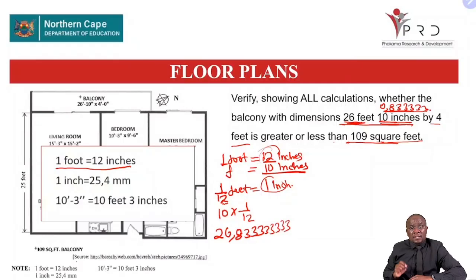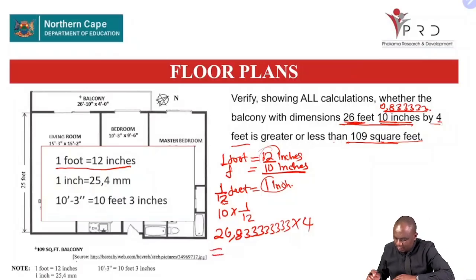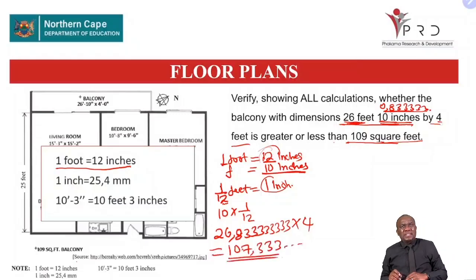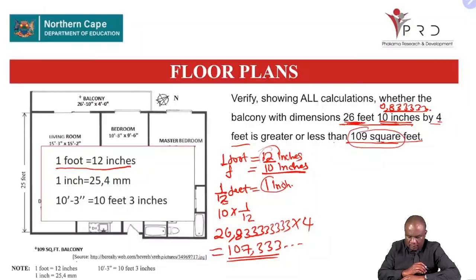This is the length of the balcony times 4. If you say times 4, what do we get? 107.333, it goes on like that, square feet. So this is less than 109 square feet.